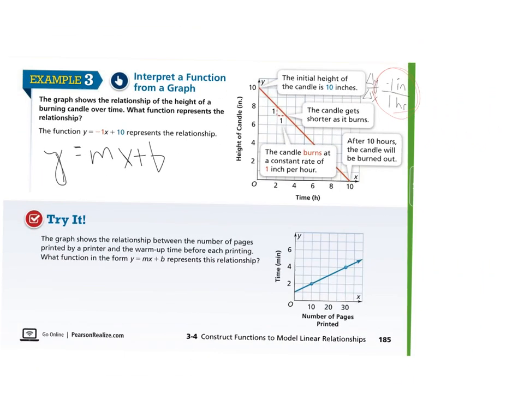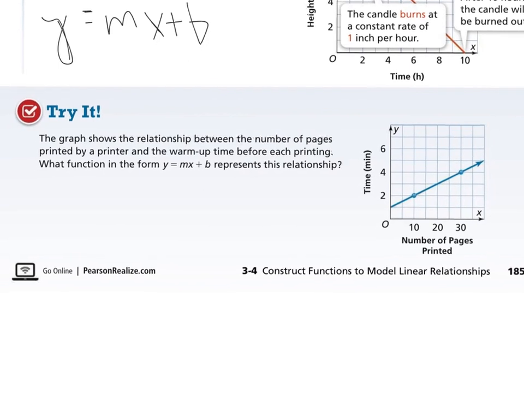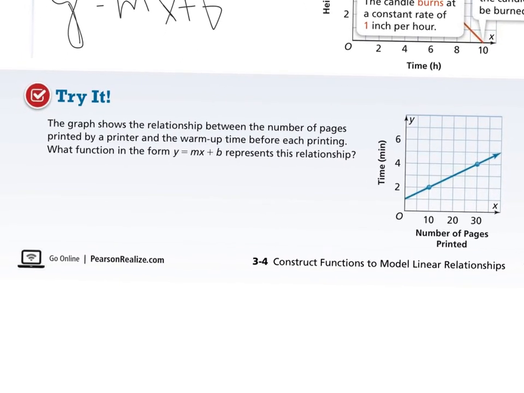All right, let's look at the try it then. Graph shows the relationship between the number of pages printed by a printer and the warm-up time before each printing. What function in the form y equals mx plus b represents this relationship? So a little different than what we just did on that last problem. This one, they're wanting you to come up with the equation here. So I'll give you guys a minute here, figure out the equation, and then have somebody tell us what that is.